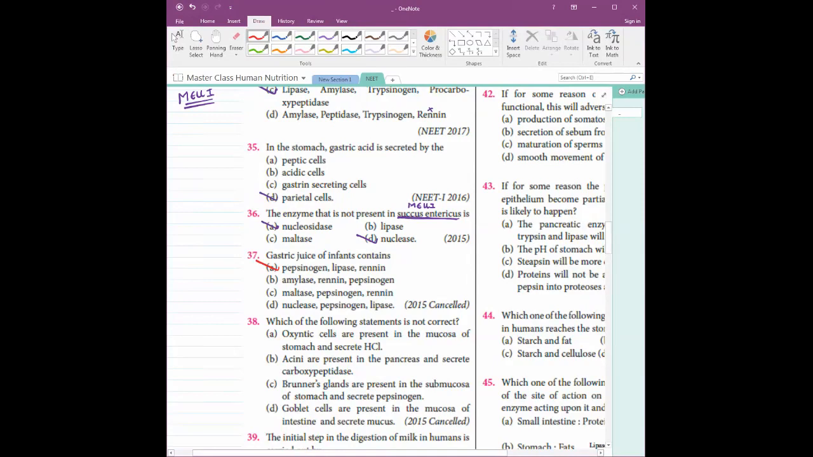There was a little bit of controversy with regards to this question. According to the textbooks, they don't talk about this lipase. So there was a petition filed regarding this, because some of them had marked the other option also. I don't exactly remember the controversy, but there was something regarding this. Anyways, pepsinogen, lipase, and renin is the right answer.